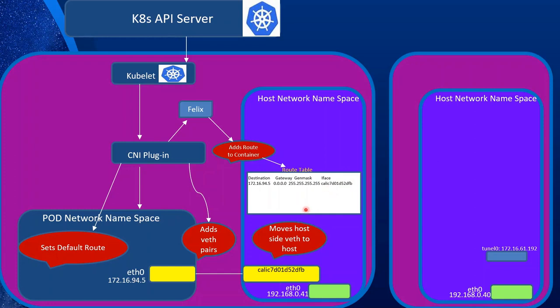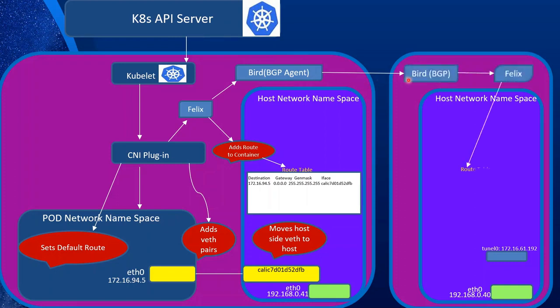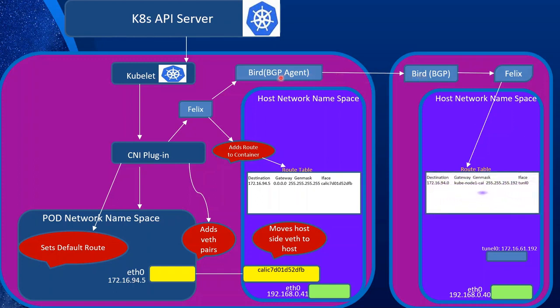And the next thing that it does, it calls a service called BIRD. This is basically a BGP agent, and that BGP agent passes that information. The route that we just created, it passed through the BGP agent from one node. It talks to the BGP agent or BIRD on the other node. It also then talks to its own Felix, passes the information about the new route. And then the Felix on the second node also programs its route table.